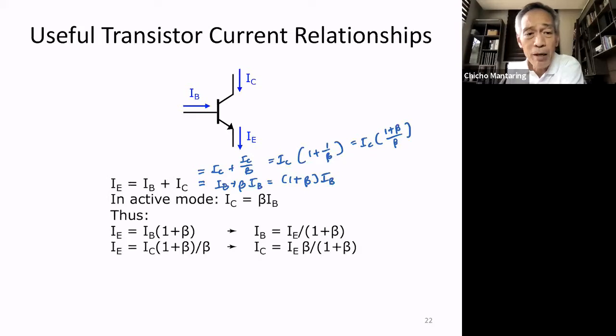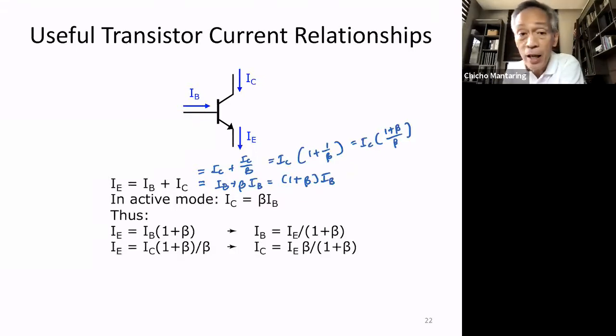You don't really have to memorize this, because if you know that IC is beta IB and you know the KCL equation, you can derive any of this. But sometimes it comes in very handy that you know this. In the relationship between IE and IC, you just always remember that IE should be greater than IC. Therefore, you have to multiply IC by a number that is greater than 1 to get IE.